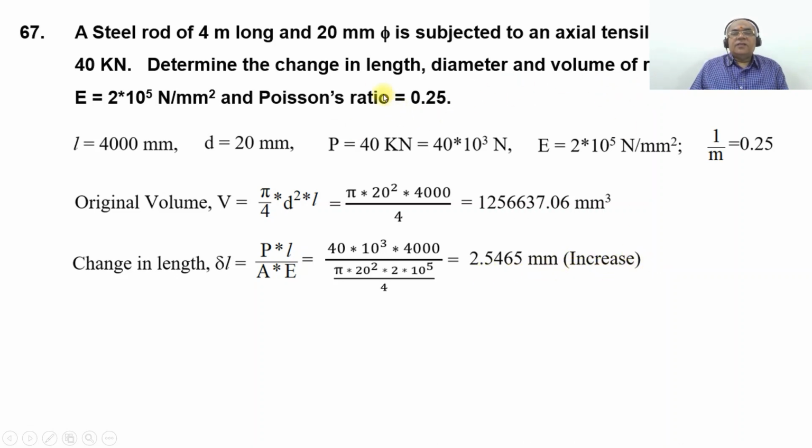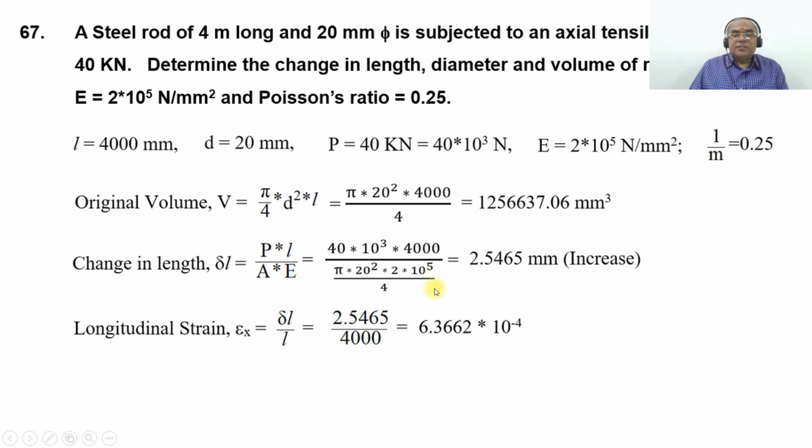The load is applied along the length of the rod, which is 4 meter long. Therefore, there will be an increase in length, but there will be a decrease in the lateral dimension, which is the diameter. So what is the longitudinal strain? Longitudinal strain is nothing but delta L by L. We know delta L and we know the length, so we get the longitudinal strain directly. Substituting 2.5465 for delta L and 4000 for the length, on simplification you get 6.3662 into 10 to the power of minus 4.